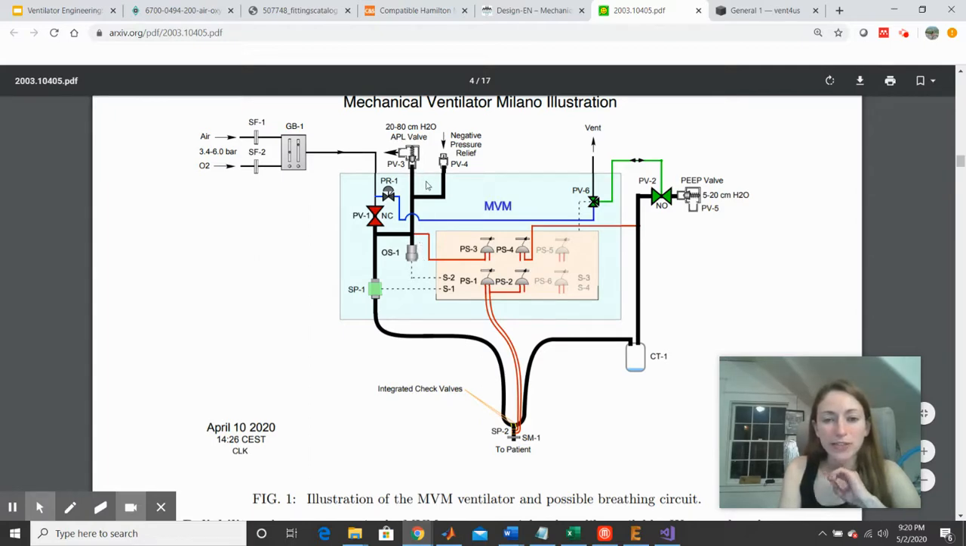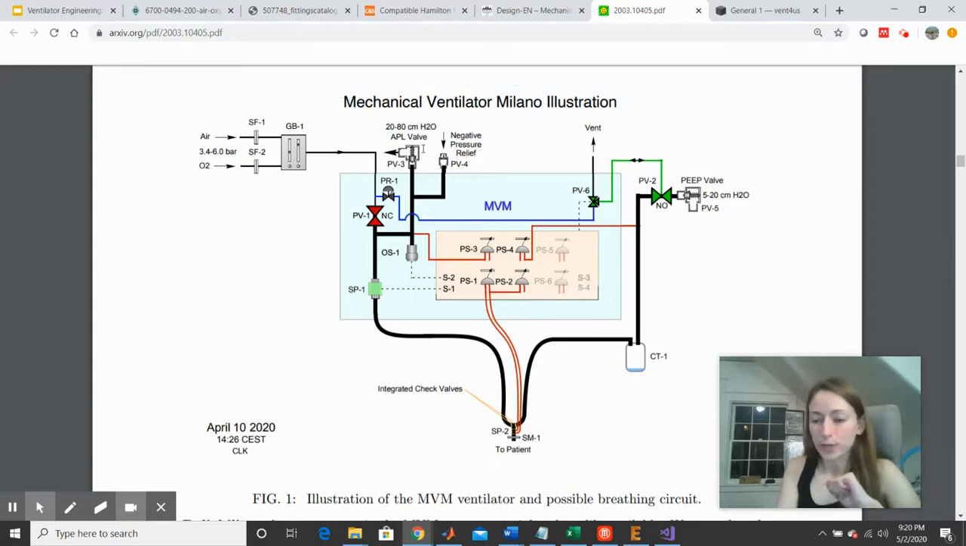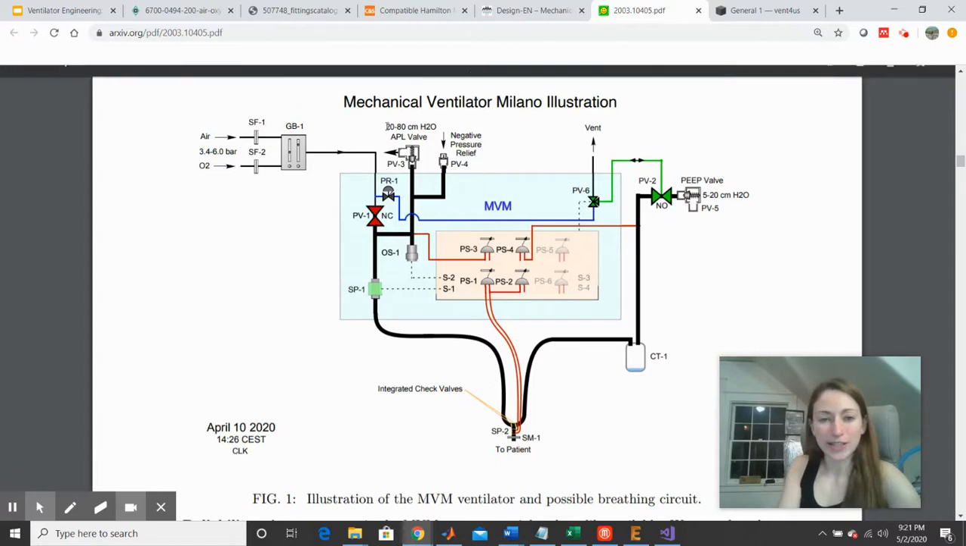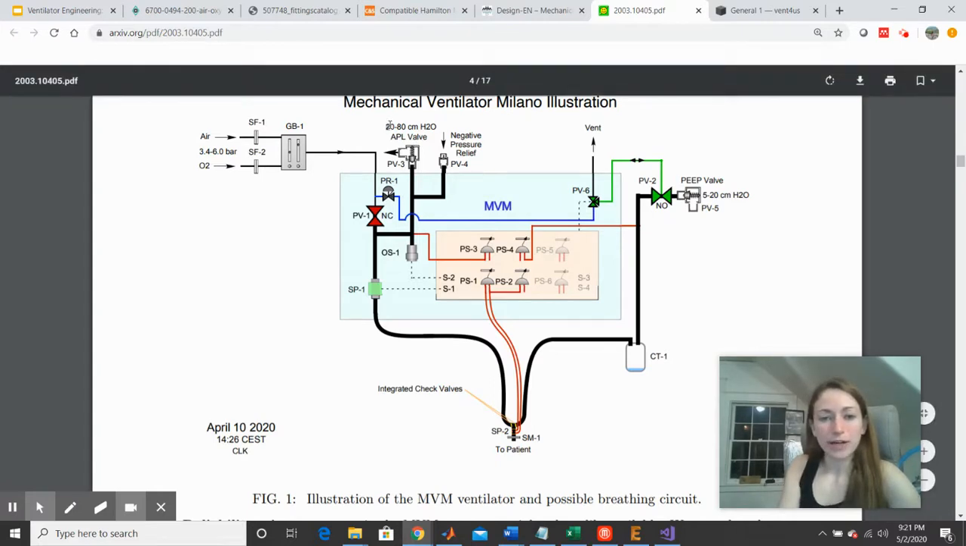And then we have these two safety components right here. So the first one among these is an APL valve. So this is an anesthesia equipment specific part. And effectively what it is, is an adjustable pressure release valve. Pressure release valve, relief valve, and safety valve are all terminology for the same sort of thing. And this one has a little turnable knob that enables you to adjust that pressure level from 20 to 80 centimeters H2O.